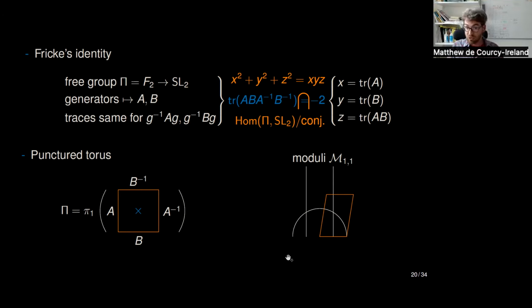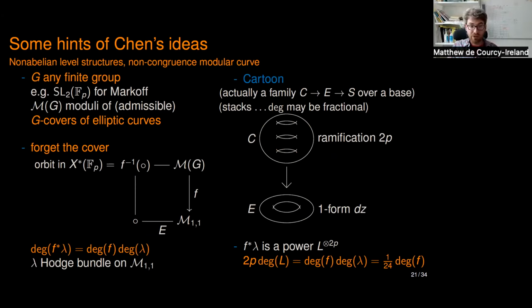And this has moduli. You don't have to use a square torus. You could use any sort of shaped box you like. So there's a degree of freedom here. You could choose any torus from M11, the moduli of genus 1 curves with 1 puncture. So this is how to think about the Markov surface to go into Chen's proof. And I really can't do it justice here. I can just give some hints. I'll give you a link to the paper at the end.